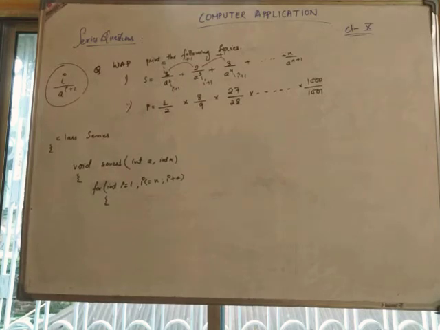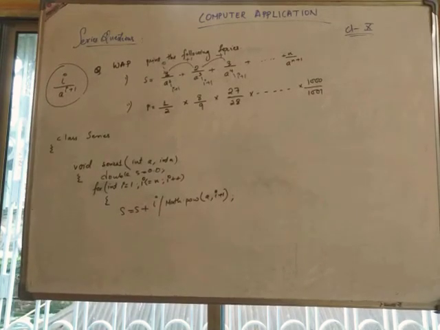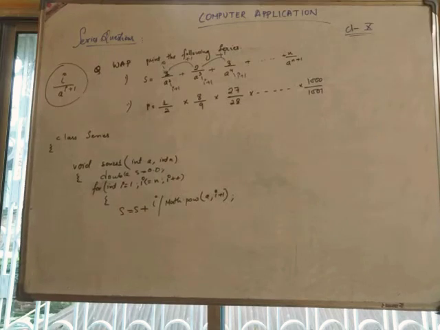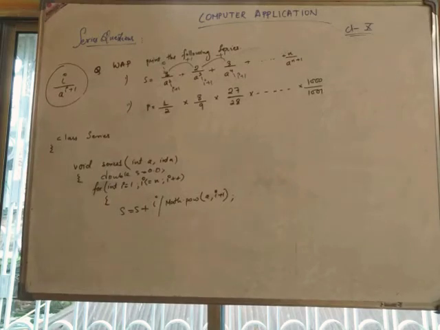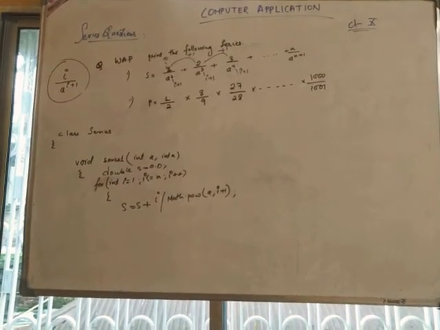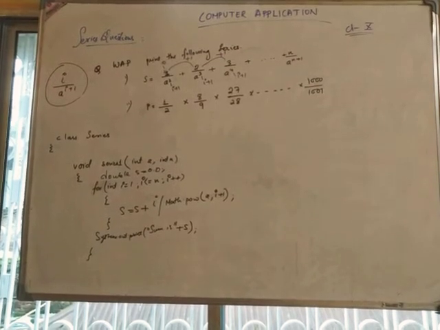To calculate the sum, we take double s equals 0.0. Therefore my sum is s equals s plus i divided by Math.pow(a, i plus 1). Clear, all of you? This is how you calculate the sum, adding the terms of the first question. Then after the for loop is over, we print the sum: System.out.println the sum is plus s. With this we have completed the first question in the series.